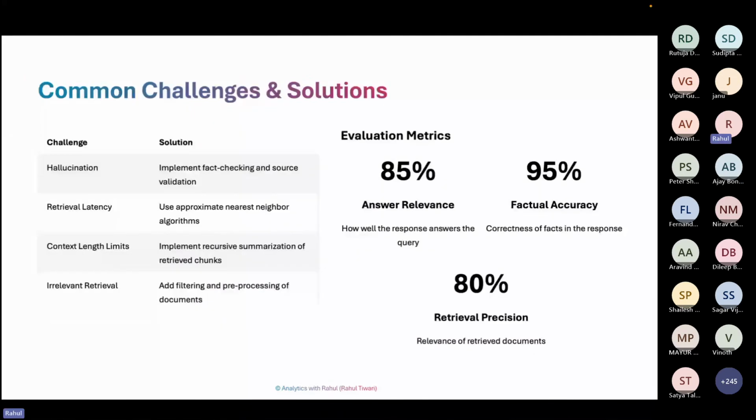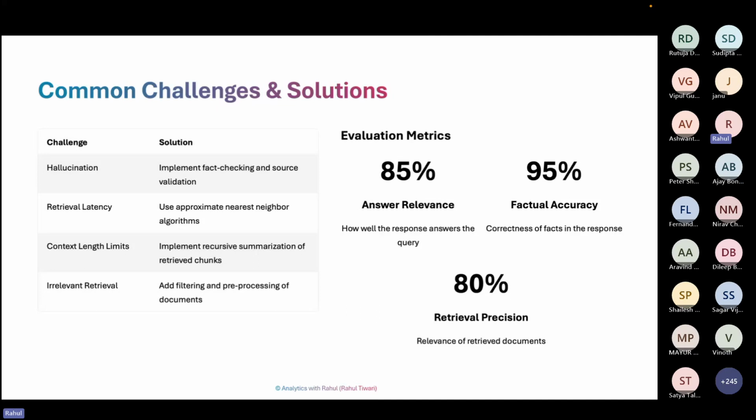There are common challenges you may face while implementing RAG solutions, like hallucinations; implement fact checking and source validation. Whenever you are creating a RAG system, you have to make sure that your system is working fine. You have to do proper testing as well. There is a retrieval latency problem, where your output is coming a bit slower, right? So you have to fine tune that as well. There can be a context length limit, right? Every model has its own context length, so we can check that it is not crossing the context length.